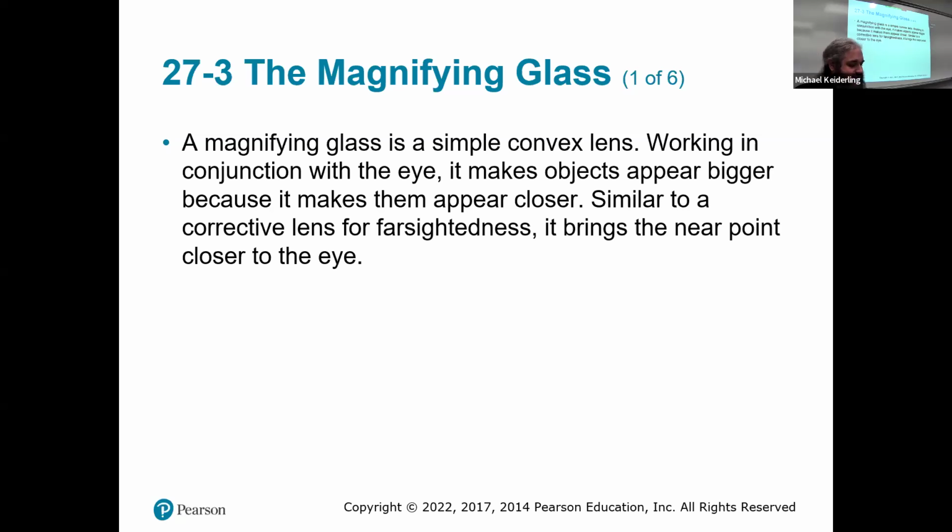So a simple magnification device is a magnifying glass. It's a simple convex lens, and working in conjunction with the eye, it makes objects appear bigger because it makes them appear closer. Similarly to a corrective lens for farsightedness, it brings the near point closer to the eye.